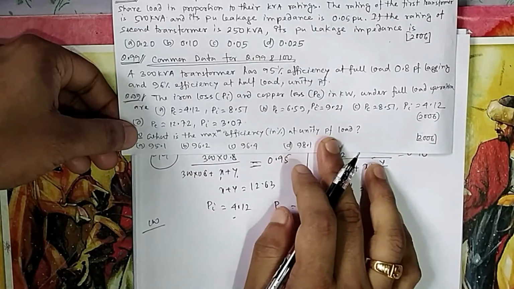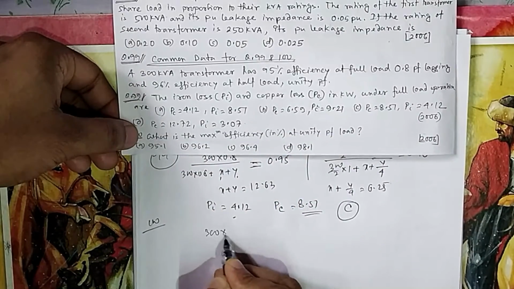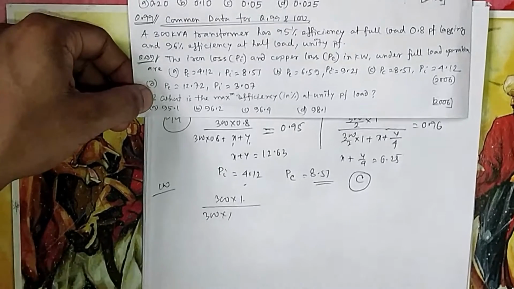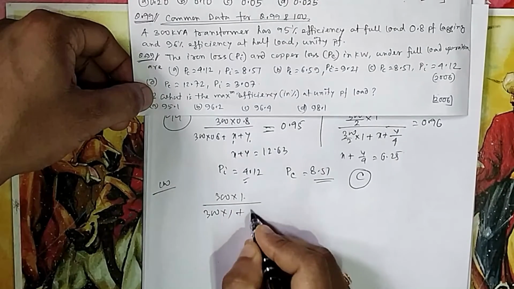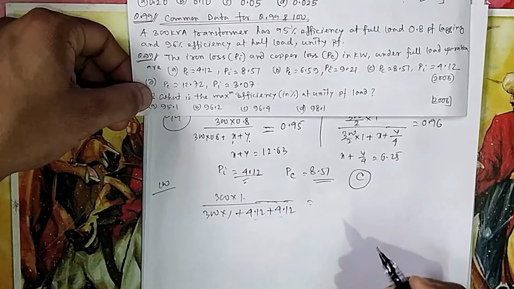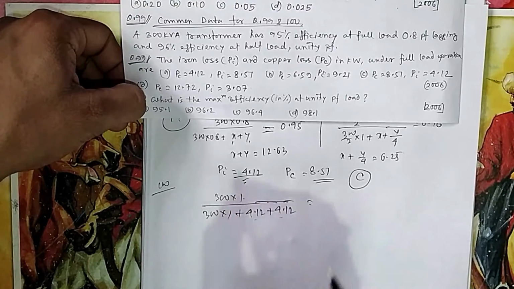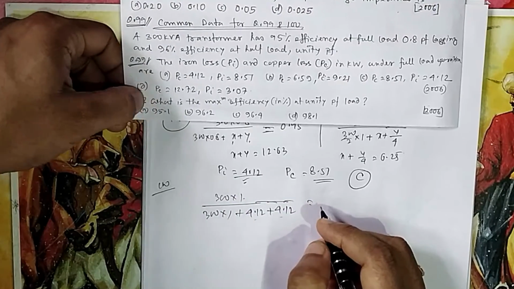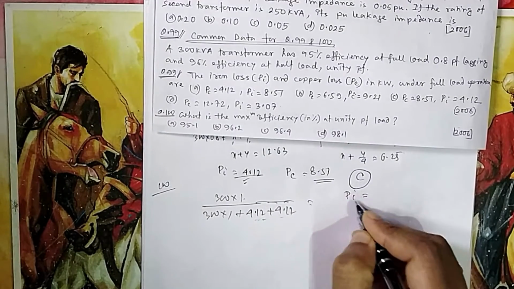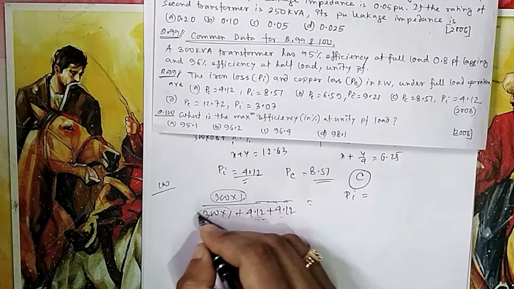What is the maximum efficiency at unity power factor load? So for maximum efficiency at unity power factor, the total load is into 1 kilowatt. So for maximum efficiency, your iron loss should be equal to copper loss. So both are the same, this should be equal to 4.12. If you solve this one, you will get it, but you have to calculate at what value your iron loss is equal to copper loss, because that much power you are taking as output.